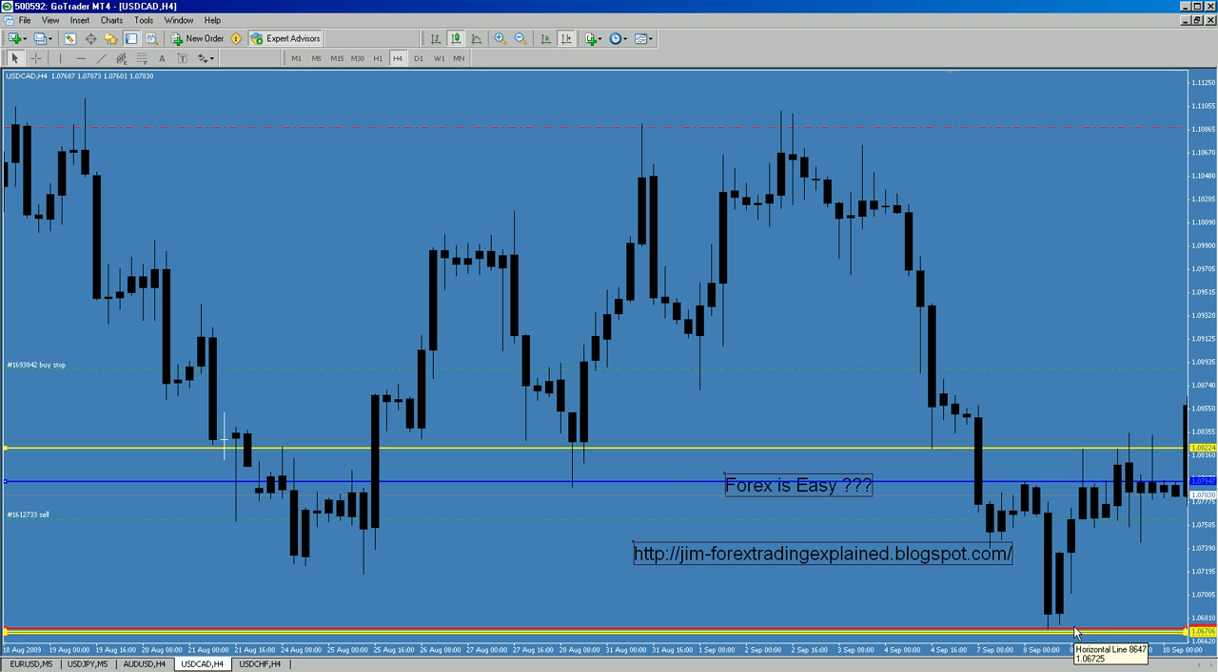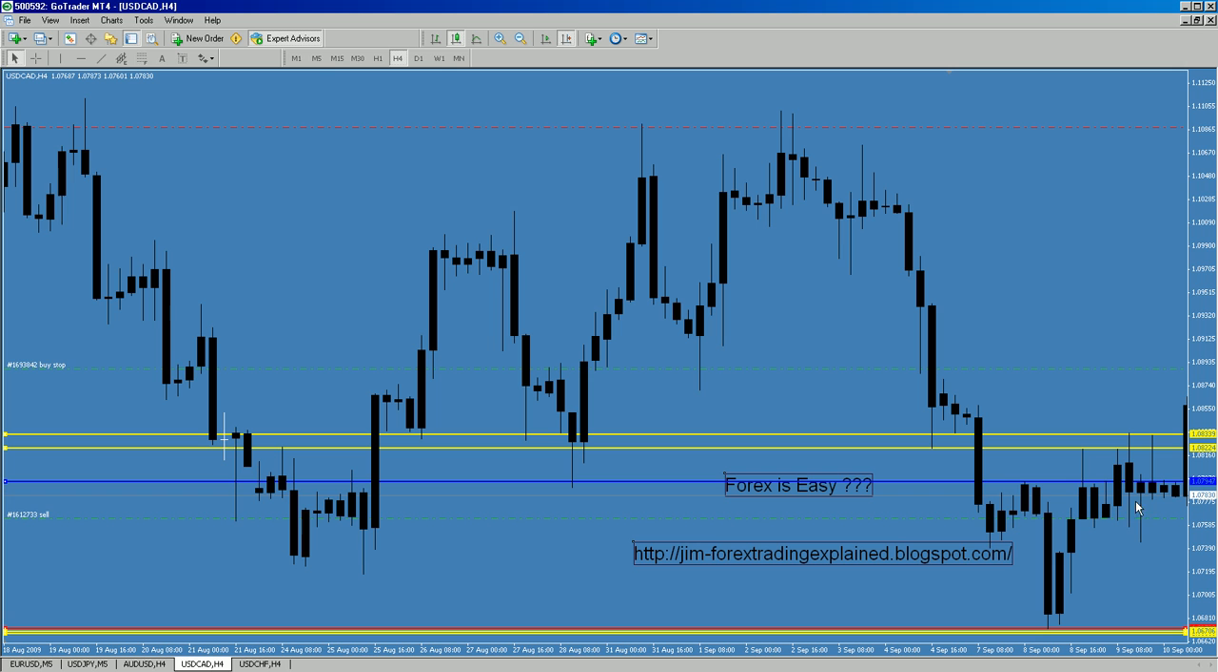Now the SAR was originally placed, the stop and reverse, at 1.0662. So my initial risk is between this red line and that blue line, which in this case is 142 pips. So really the market's just gone up with that spike and came back down. So it's running a bit of a loss. And we have a new high here. So I'll move up one of the yellow lines.